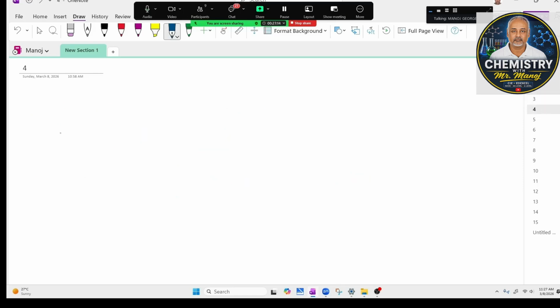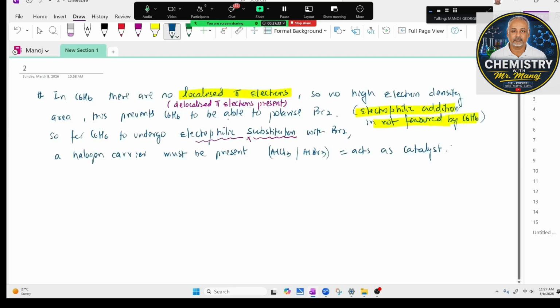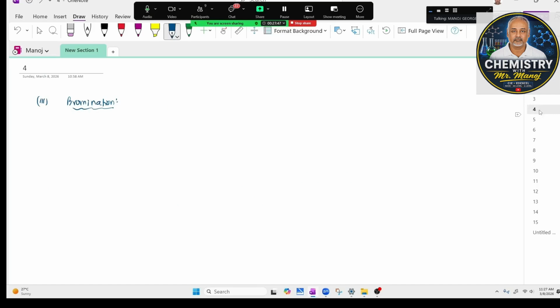Okay, so let's do bromination. Now, when I say bromination, I'm not talking of electrophilic addition that we just now agreed at the beginning of the class. That's difficult. But we did agree on one thing, that benzene can undergo electrophilic substitution with bromine. It can't undergo electrophilic addition with bromine because it doesn't have the localized high electron density area, right? So how do we do bromination of benzene?